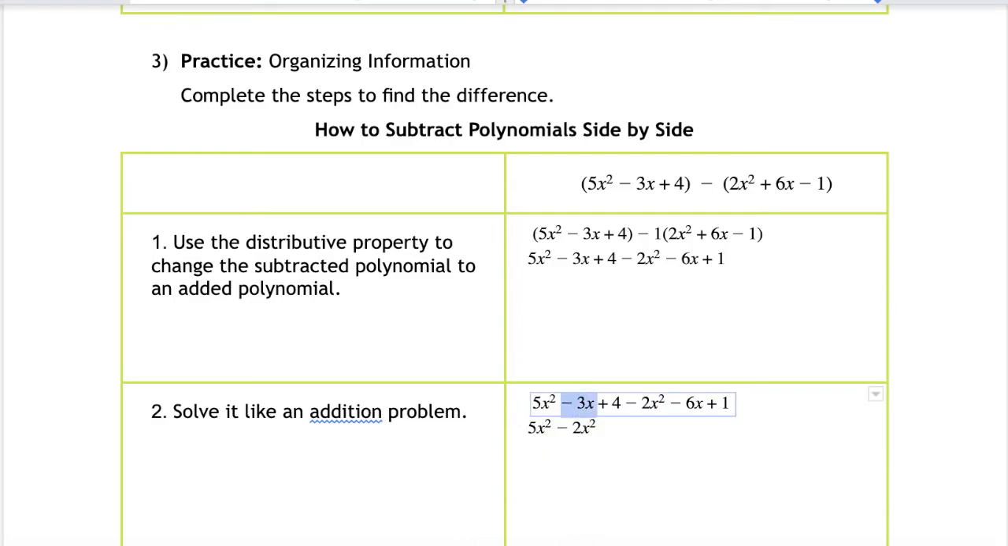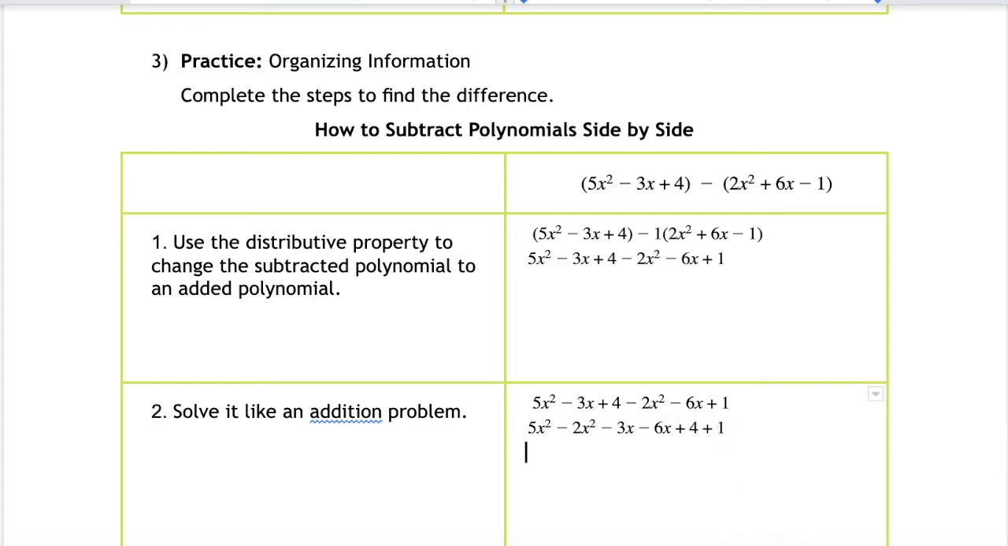I'm going to look at my next term in my expression, which is minus 3x. So I'm going to put that right next to my minus 2x squared. And I'm going to scan my expression for another like term to minus 3x, and I see that I have this minus 6x over here. So I'm just going to put that right next to my minus 3x. Now I'm going to move on to my next term, plus 4. Okay. And when I scan my expression looking for my next term that's like plus 4, I see that I have a +1, which is another constant. So I'm just going to write that right over here.